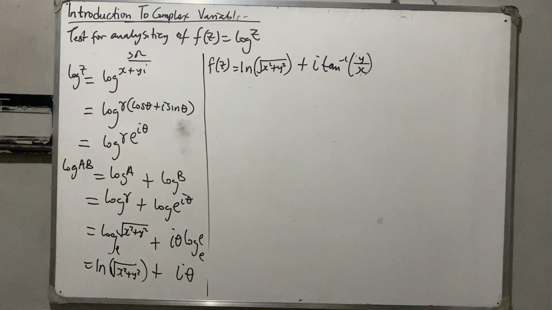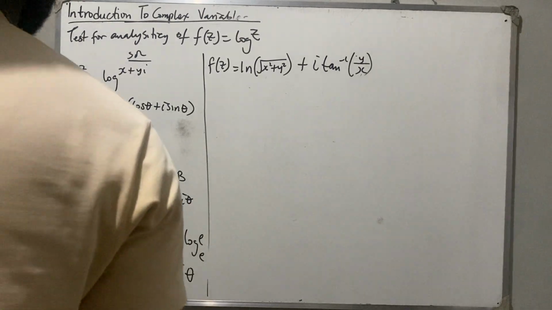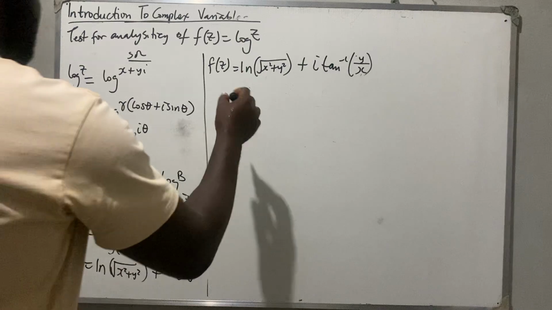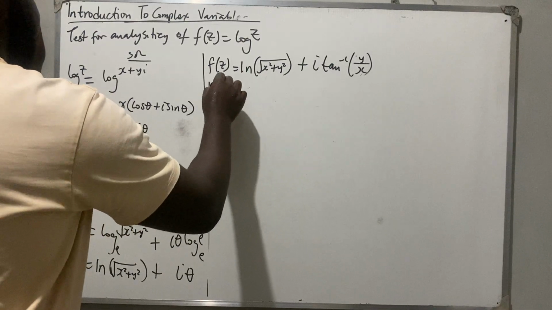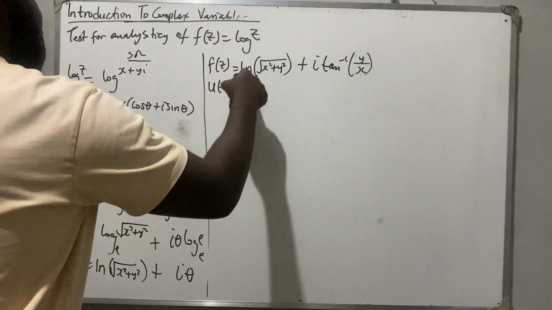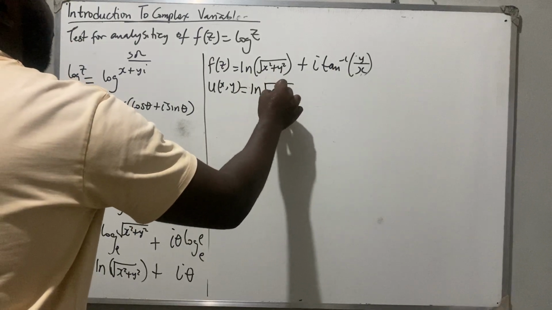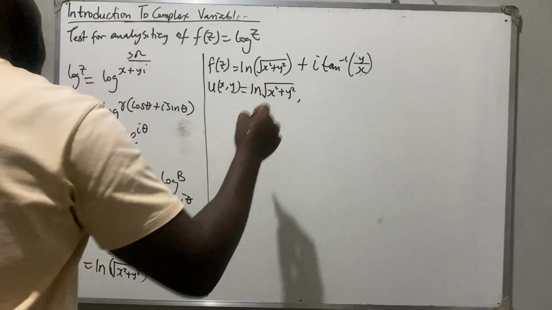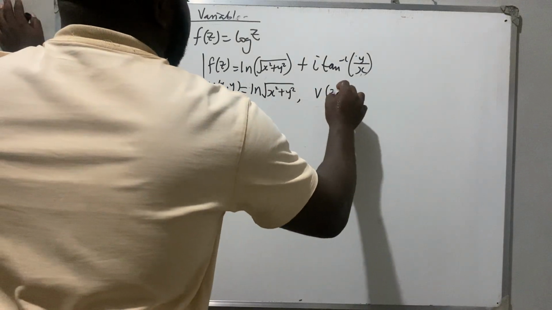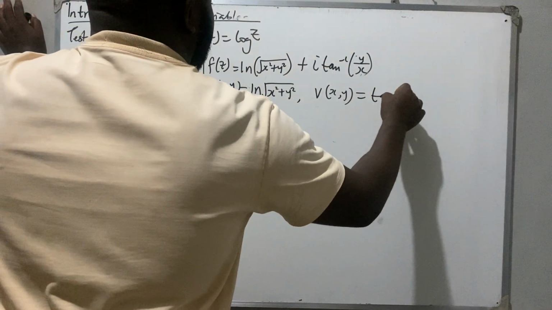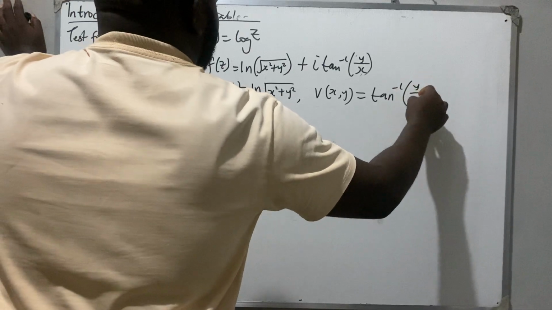So immediately you express it in this form. So what do we do here? Obviously we have separated them. So you will now see that your u of x comma y, the real part, is this one that does not have i, which is ln the root of x squared plus y squared. And then v of x comma y is this one that has i, which is the tan inverse of y over x.